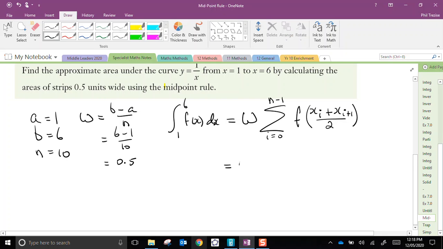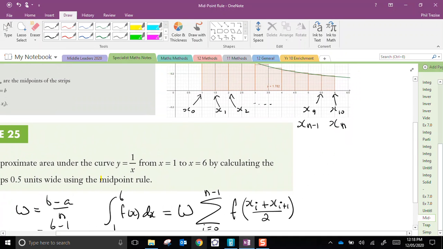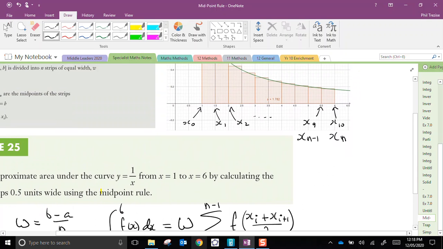Let's get more specific. We know that w in our case is 0.5. We will have sum from i equals 0, in our case, to 9. And our function, now this is where we need to get a little bit trickier. I can't just write xi. I have to give my calculator something more specific to work with. Now let's think about the values that xi has to take. Xi in this case starts at the value 1. So I'm just going to write down what xi needs to be. Xi will start at 1.